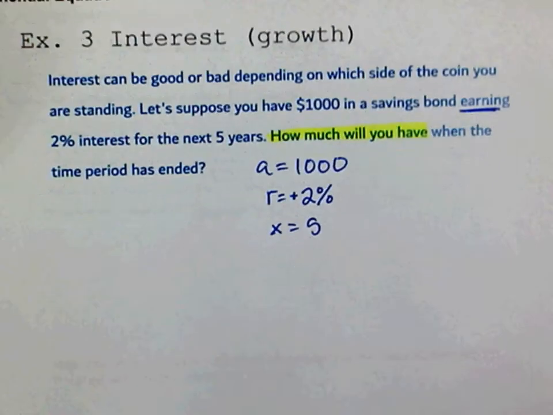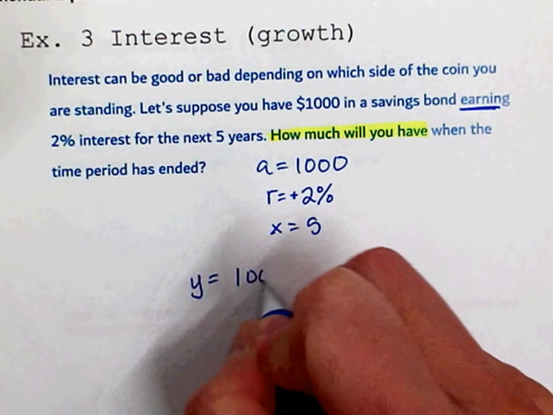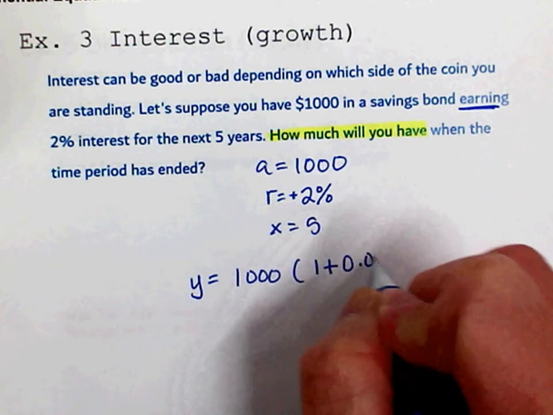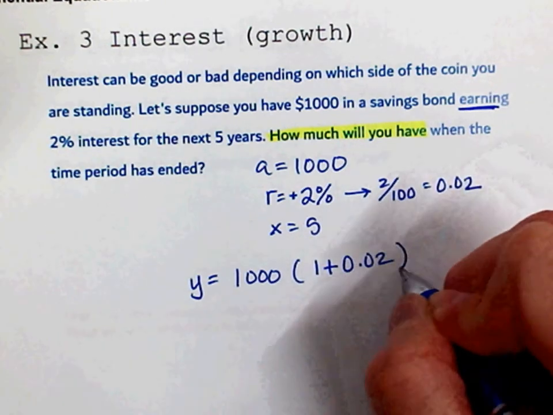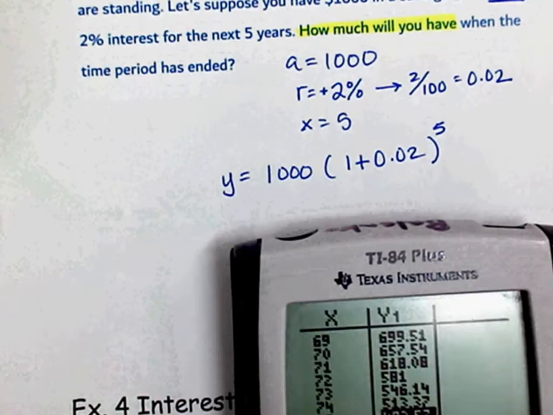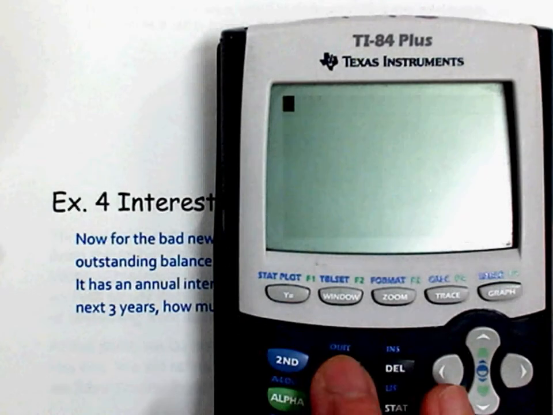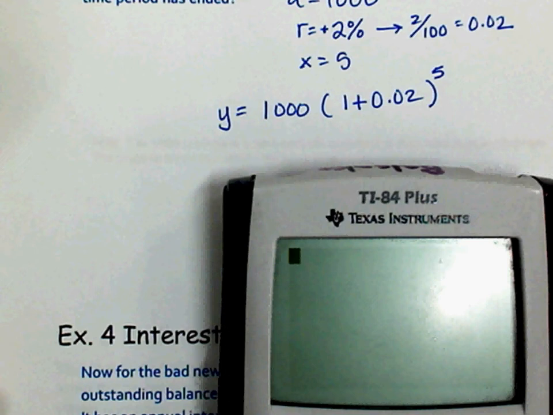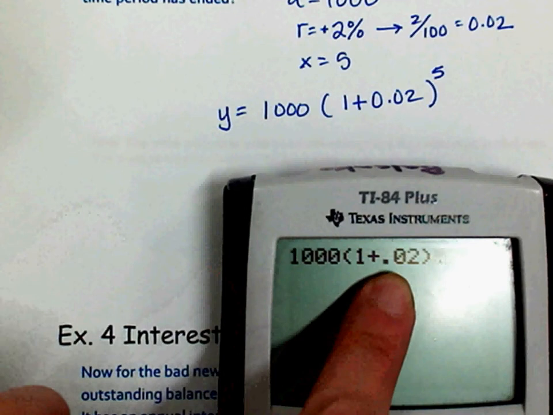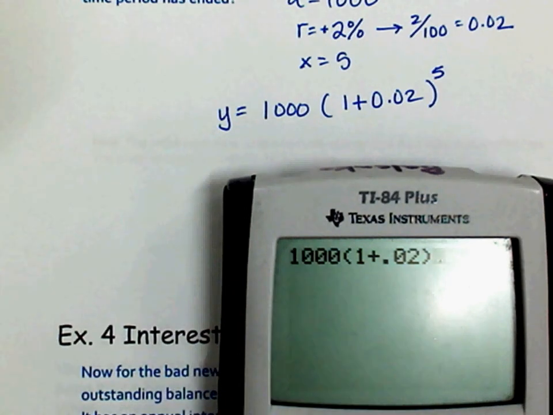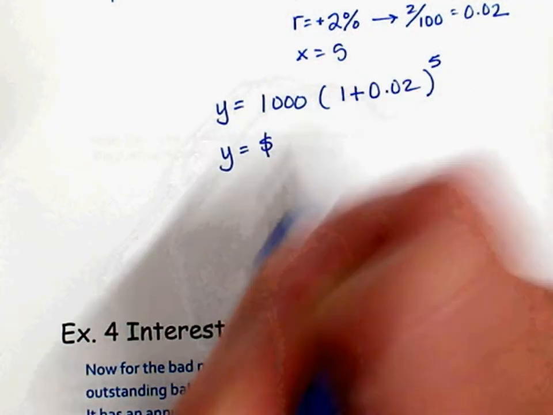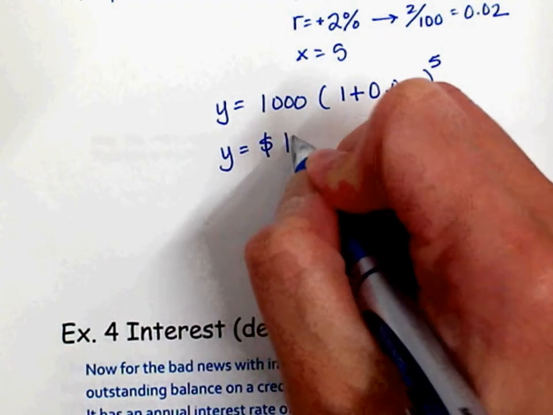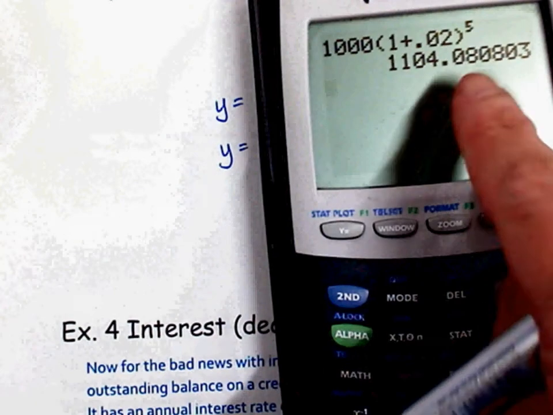So y equals 1,000. I'm earning, so convert that to a decimal. Okay, x is 5. So I just type that into my calculator. Remember, to get out of this, you hit second mode, second quit, and we're going to type this in. 1,000, parentheses, 1 plus 0.02. You could go ahead and put 1.02 if you like, raised to the 5. Okay, so how much are you going to have in 5 years? This is money, so I need a dollar sign. Dollar sign goes in front. And we always have, in dollar amounts, 2 decimal places to the right, so $1,104.08.